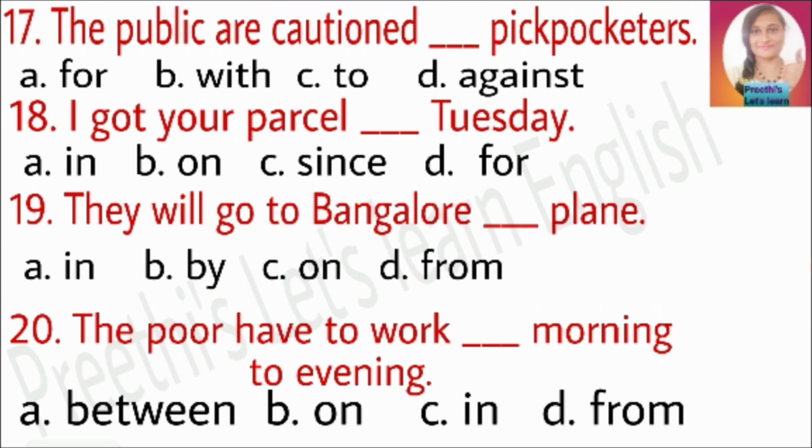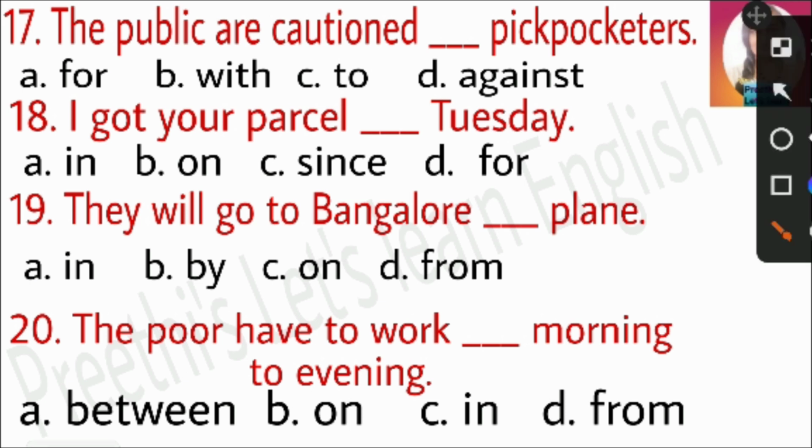Next, the public are cautioned blank pickpocketers. So opposite to the pickpocketers, we should be careful, right? So what would be the correct option equal to the opposite? Options are for, with, to, against. And the correct answer is option D, against. The public are cautioned against pickpocketers.